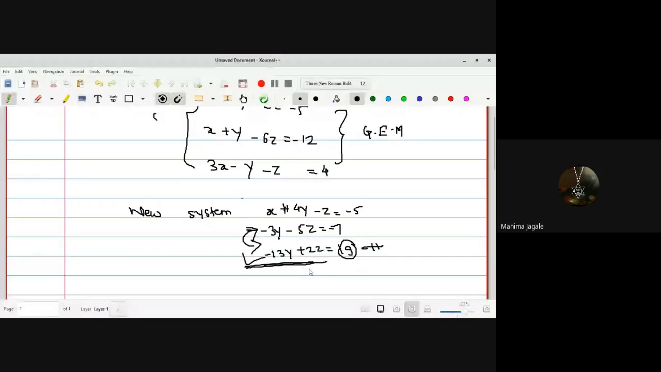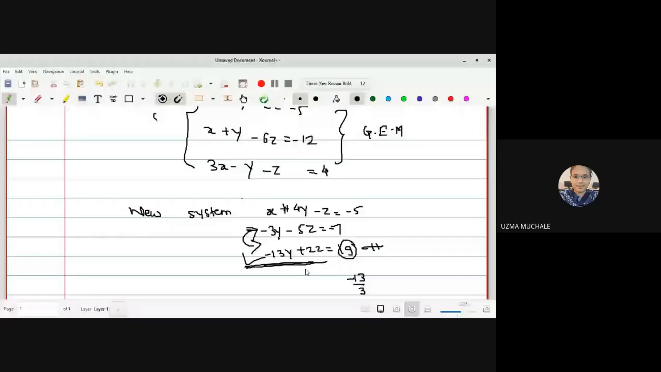Thirteen by 3. Okay, 13 by 3, so 3 gets cancelled, so it is minus 13 now. So minus minus, I think it should be minus 13, right? Because this minus minus becomes plus, and if you are going to add to the third equation, then you will get the answer. Is it okay? Tell me the last equation, the new system after elimination of y.